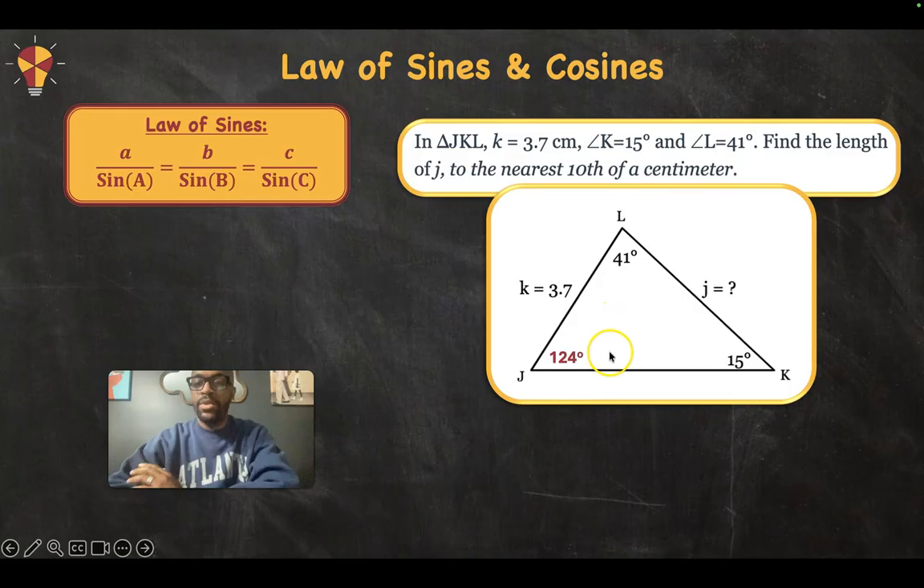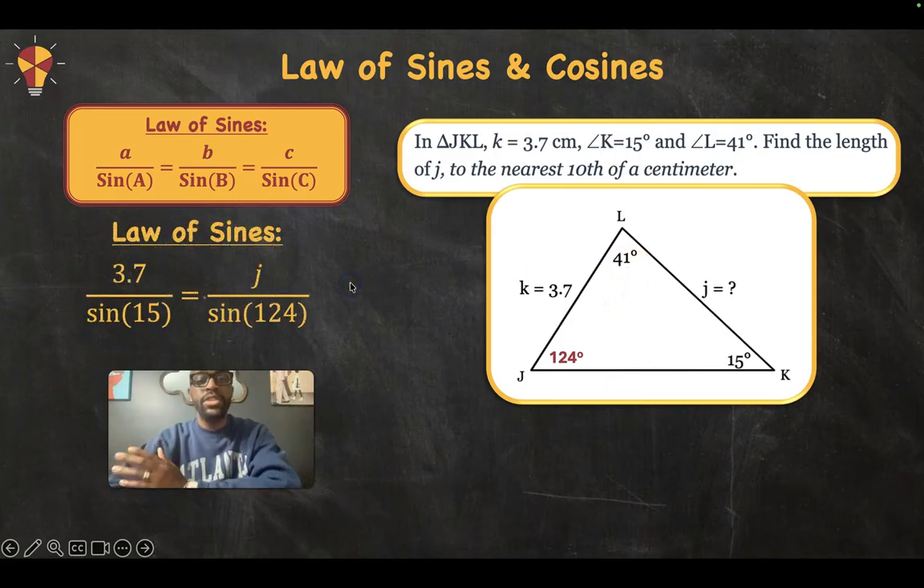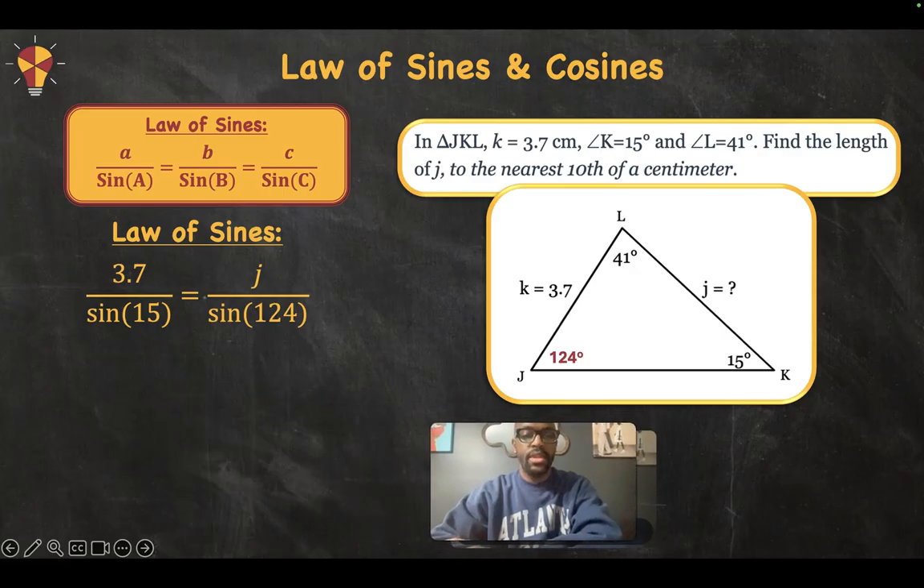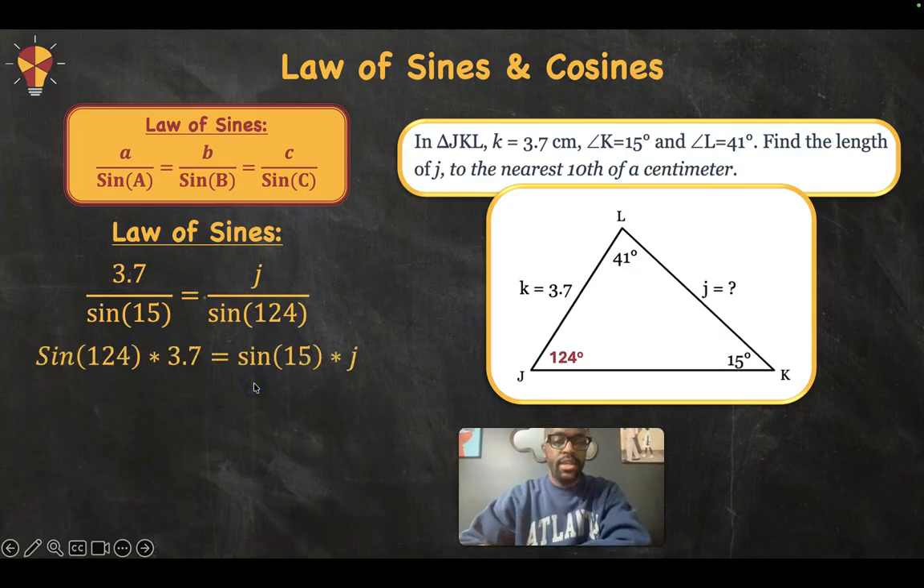And then the other one depends on what side we're looking for. Because we're looking for J, it's going to be equal to J over sine 124. If we were looking for L, it would be equal to L over sine 41. But because we're looking for J, it'll look like this. Now we'll cross multiply and get this.